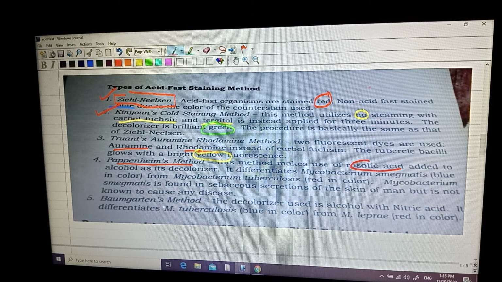And Baumgarten's method. The decolorizer used is alcohol with what acid? Nitric acid. It differentiates Mycobacterium tuberculosis, which is blue in color, from Mycobacterium leprae, which is red in color. Okay?